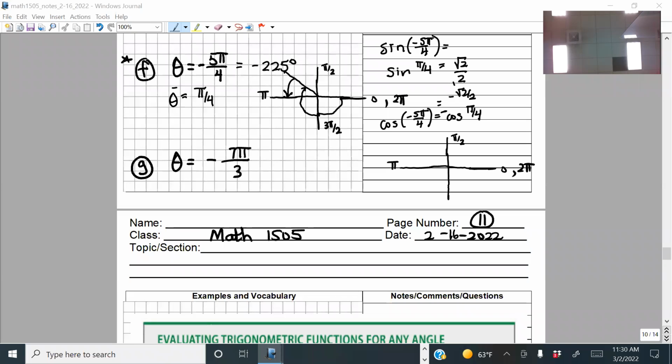Okay, let's try this one. And then we're going to use our knowledge now to help us graph a curve. All right, so just one more here. Suppose theta is minus 7 pi over 3.